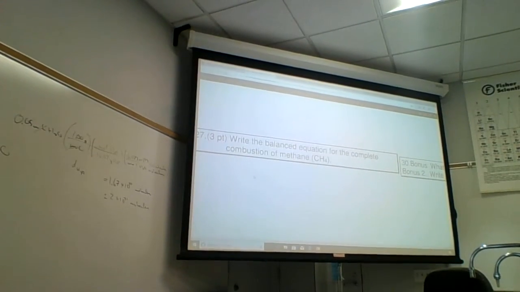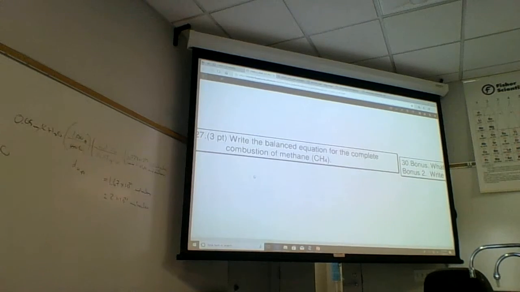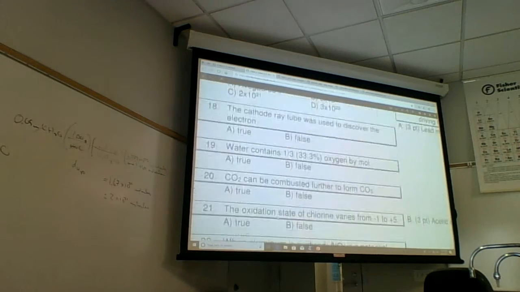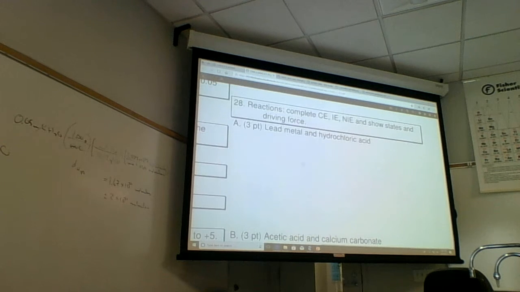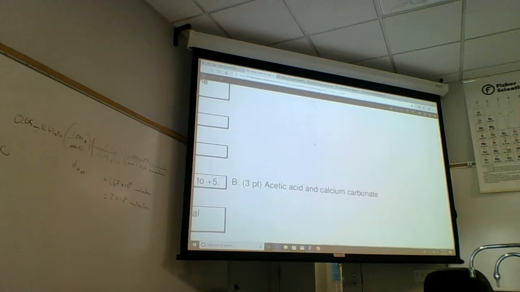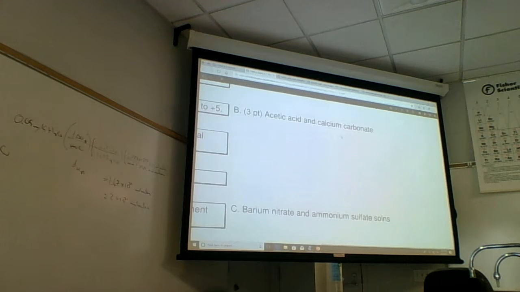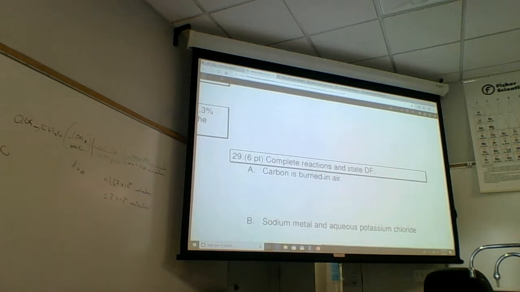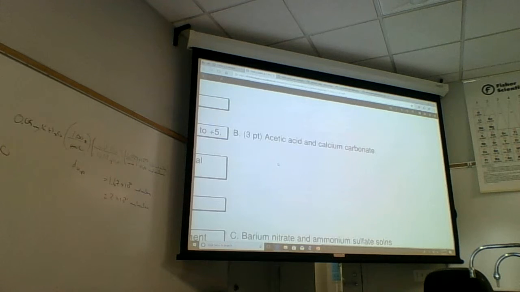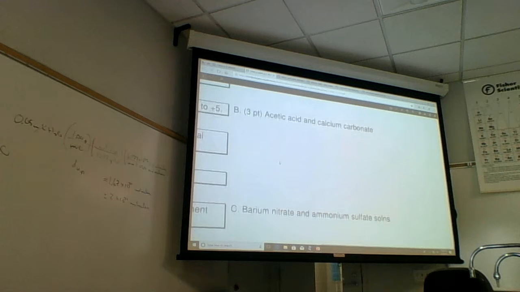Okay, for number 27, we're going to have combustion reactions, but this is one we did in lab, methane. You could skip number 27. Number 28A is single replacement, so skip that. B is double replacement, do that. C is double replacement. So B and C we don't have to worry about.